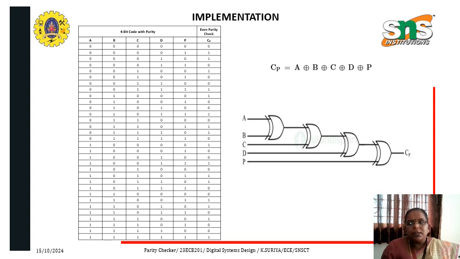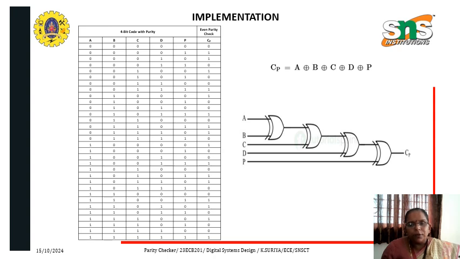Here A, B, C, D represent the original digital code, and P is the parity bit. In the truth table, if CP is equal to 1, there is an error in the received code. If CP is equal to 0, then there is no error in the received code. When we draw the Karnaugh map and simplify this, we get the expression as A XOR B XOR C XOR D XOR the parity bit P.